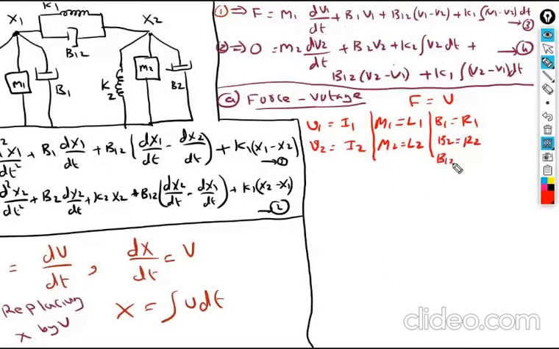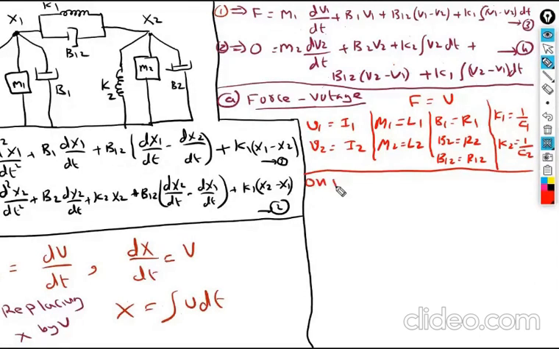B12 becomes R12. And similarly, the equivalent of K, there are 2 here. K1 is equal to 1 by C1, and K2 is equal to 1 by C2. That is the equivalence.